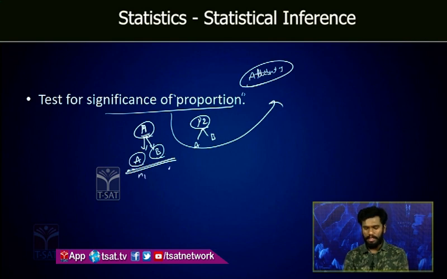Let us consider N1 and N2. This total population size is N. Now what is the proportion of the people who are reading A newspaper? N1 by N. What is the proportion of people reading B newspaper? N2 by capital N. Now I have to test the significance of the proportion.